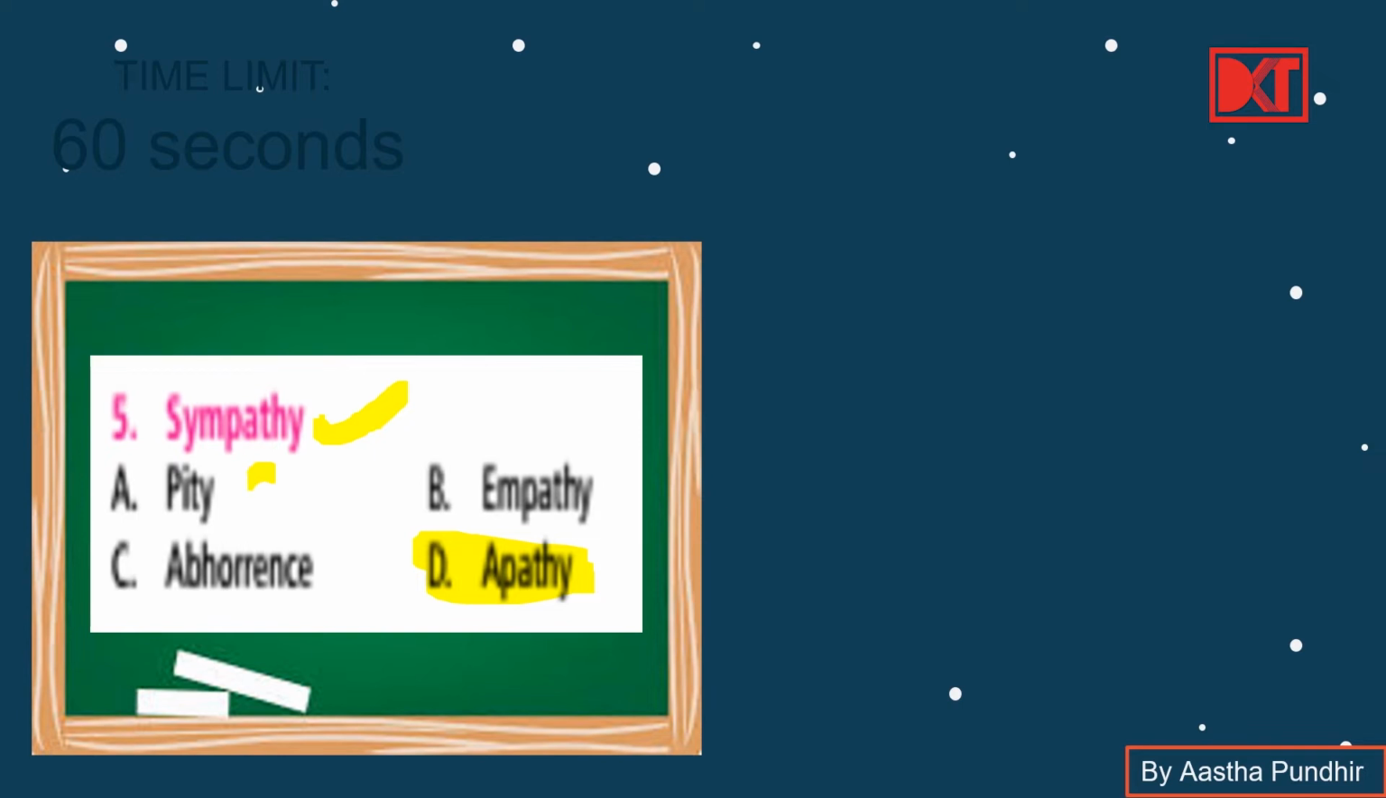And pity and empathy could be synonyms. Whereas abhorrence actually is too much hatred. It's like loathing. Okay, so abhorrence could be synonymous to apathy in a certain way.